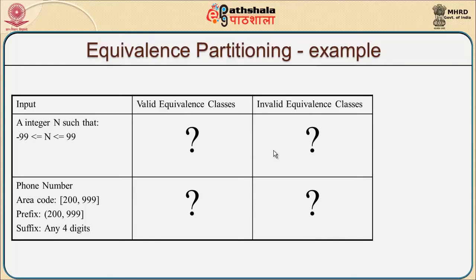So, let us look at equivalence class partitioning with an example. Given this input, an integer n between the range -99 to +99, what are the valid equivalence classes and what are the invalid equivalence classes?